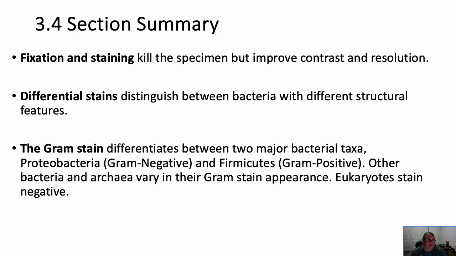Okay, if we use the Gram stain on a eukaryotic cell, so like our cheek cells, which we're actually going to do in lab, our eukaryotic cells are going to stain negative, right? We don't have cell walls, we don't have a peptidoglycan layer, so there's nothing for the crystal violet iodine complex to stick to. Okay, so eukaryotic cells are always going to be pink.